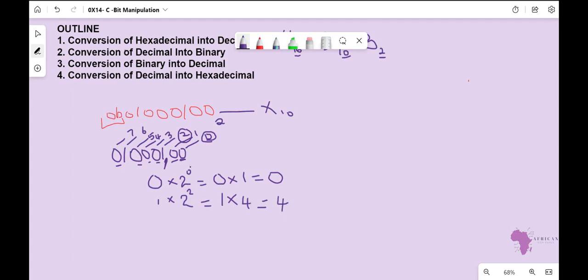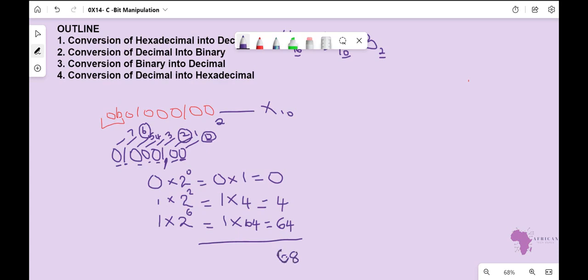Next, we come to this one. This is where you have 1. The rest are zeros, we don't need them. So we'll say 1 multiplied by 2 raised to, we are raising to 6. You see here we have 6. So 1 multiplied by 2 raised to 6 is 64. To get the decimal number, we add all of them and we get 68.